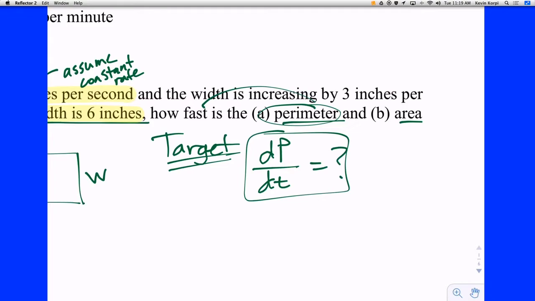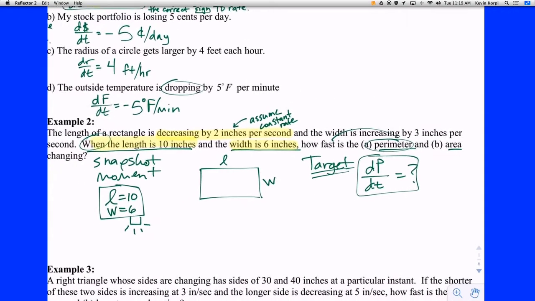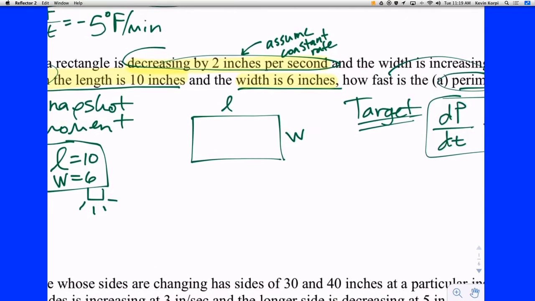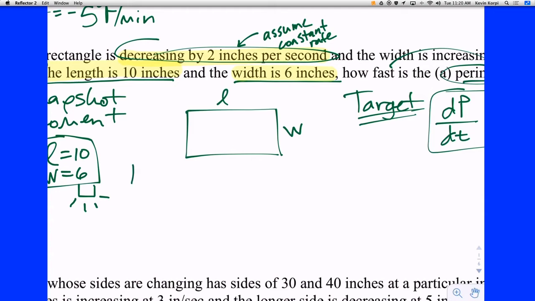Well, I need to relate that rate of change of the perimeter to something else in the problem. Well, let's go back to the beginning. It says the length of the rectangle is decreasing by 2 inches per second. Well, what we did in the beginning is what we're going to do now. We're going to label our rates.